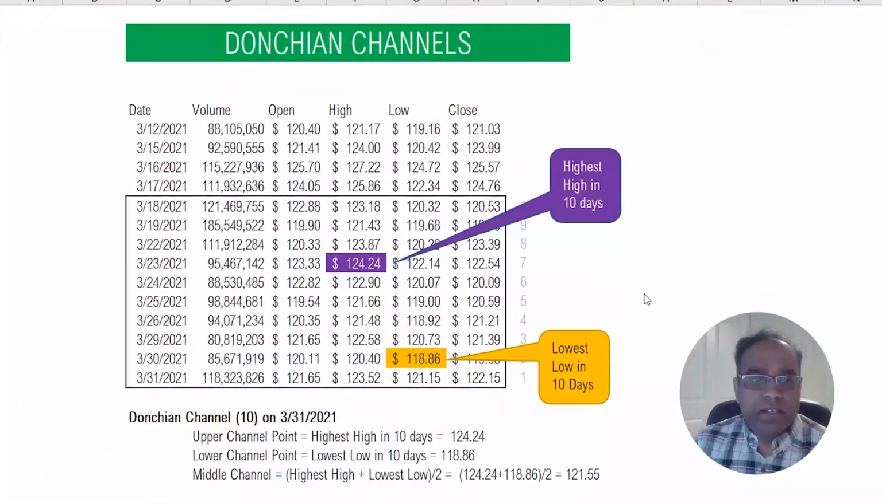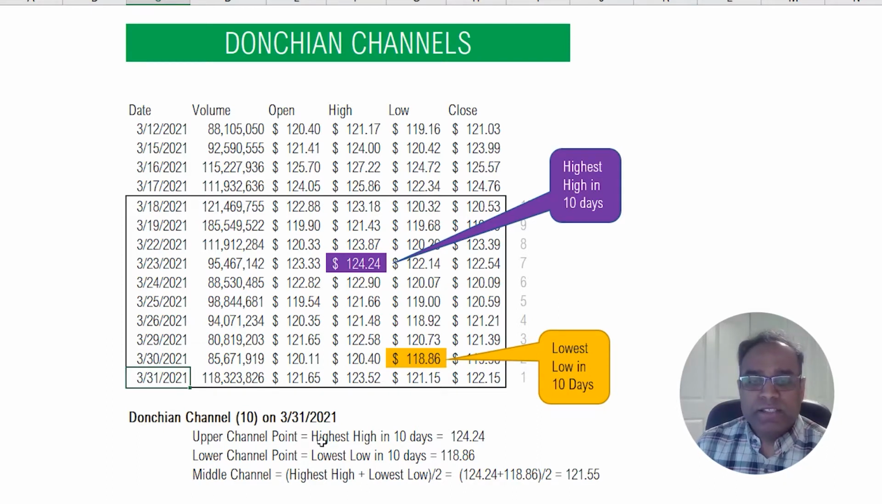So let's take an example where we have the date and then the price or the stock information about a specific stock. The open, high, low, and close information is available to us. So let's say we are trying to calculate the Donchian channel elements for March 31st, 2021. In order to calculate this, first we have to calculate the upper channel point, which is the highest high price in the past 10 days.